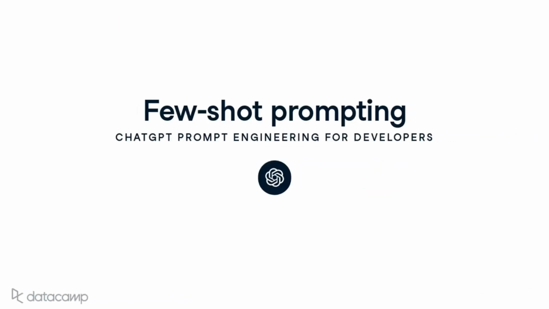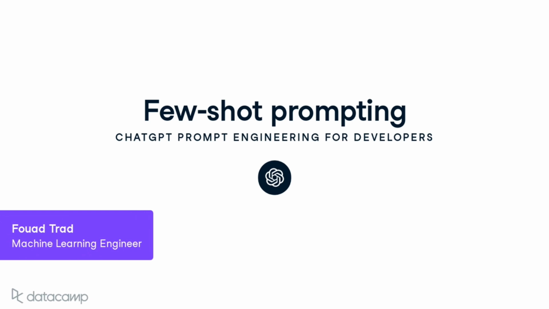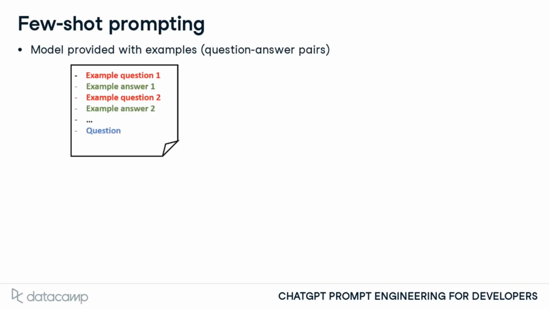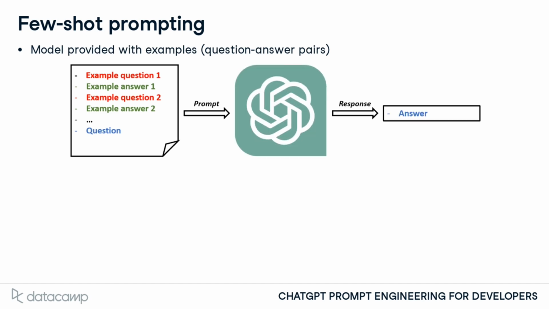Welcome back! In this video, we'll explore few-shot prompting techniques and their applications. Let's get started. Few-shot prompting involves giving language models examples within the prompt. We create a prompt with example question-answer pairs and the question we want the model to answer. We feed this prompt to the model, and we get the answer to our question in return. With this approach, the model learns how to answer the given question from the examples.